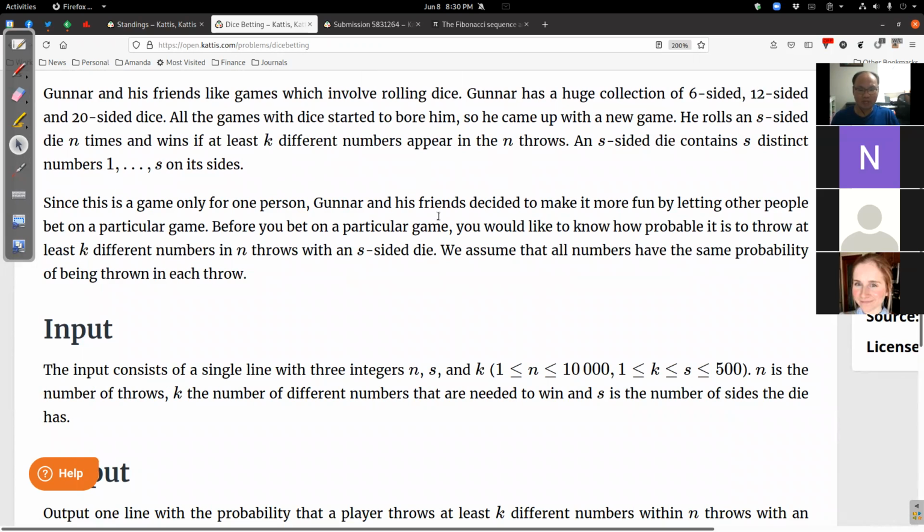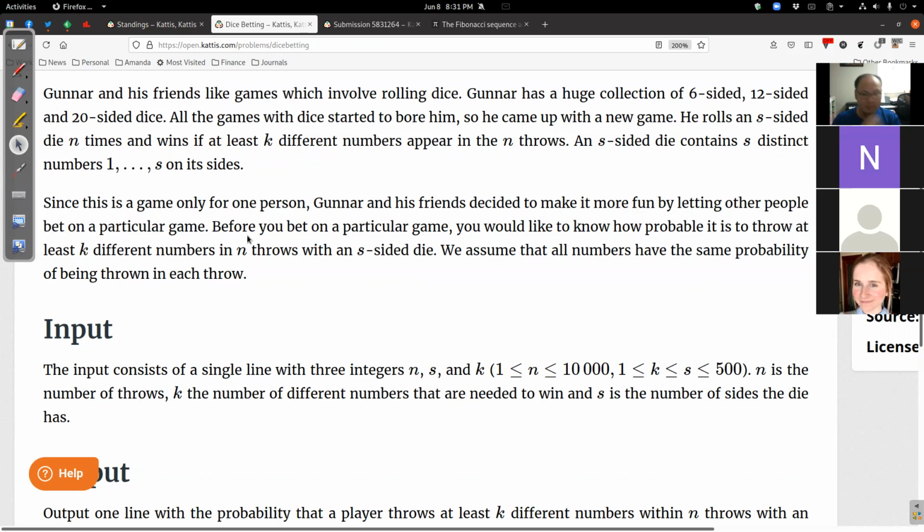Blah, blah, blah. He came out with a new game. He rolls this S-sided die n times and wins if at least k different numbers appear in the n throws. This S-sided die contains S distinct numbers 1 through S on the sides. Since it's a game for only one person, Gunnar and his friends decided to make it more fun by letting other people bet on a particular game.